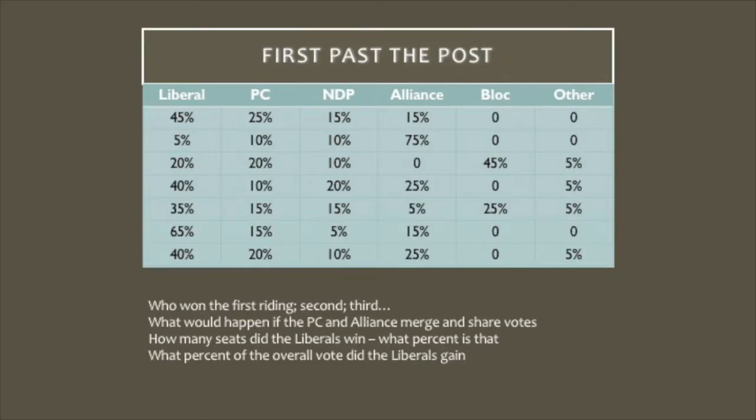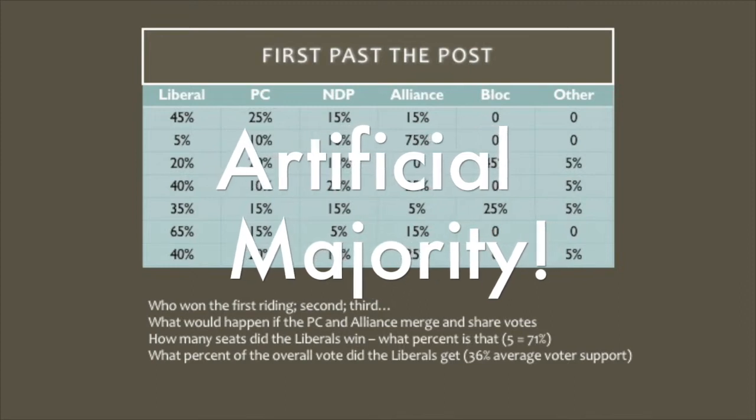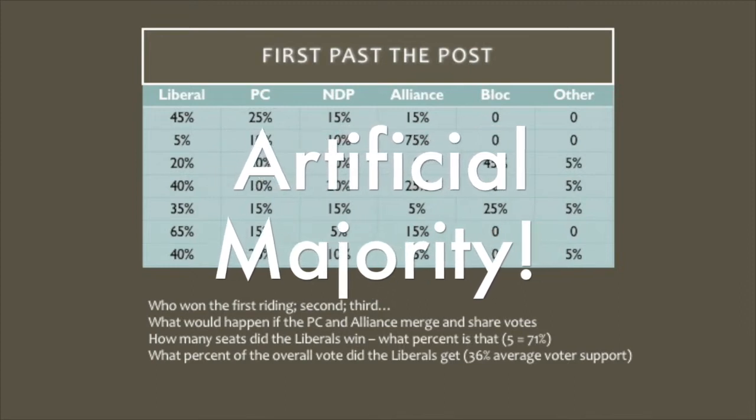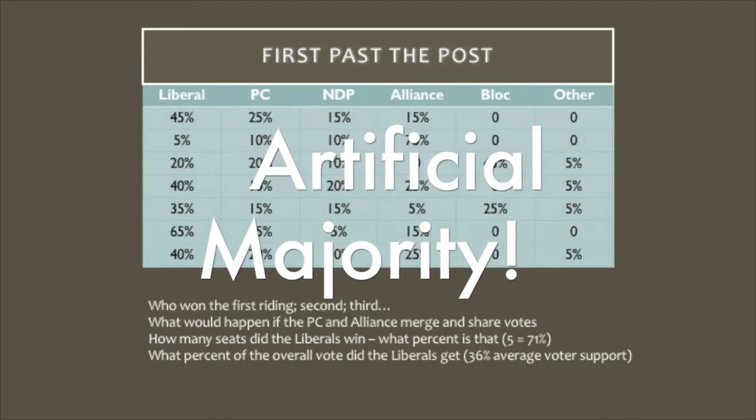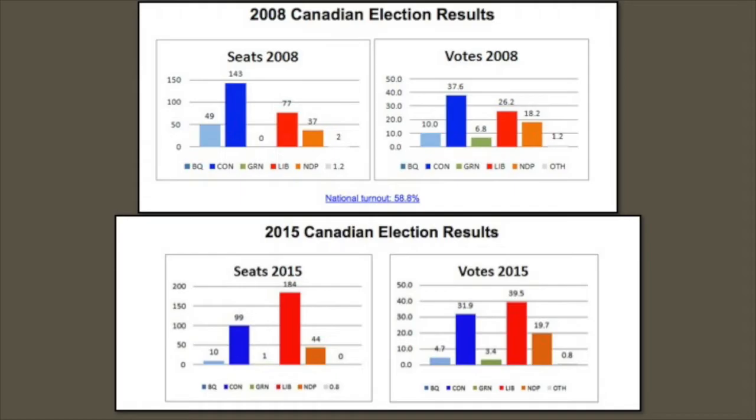of the vote. Yet they got 5 seats, which means if these were the only ridings in Canada, the Liberal Party would have over 70% of the power with actual support from less than 40% of the population. That's an artificial majority. The Liberals have been given more power than what Canadians want them to have because they won ridings with less than 50% of the vote. Confused? That's okay. Most Canadians are.